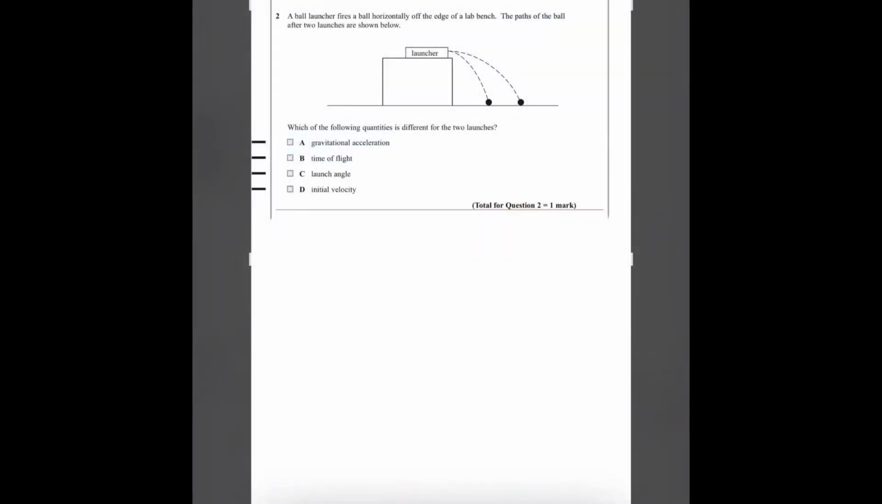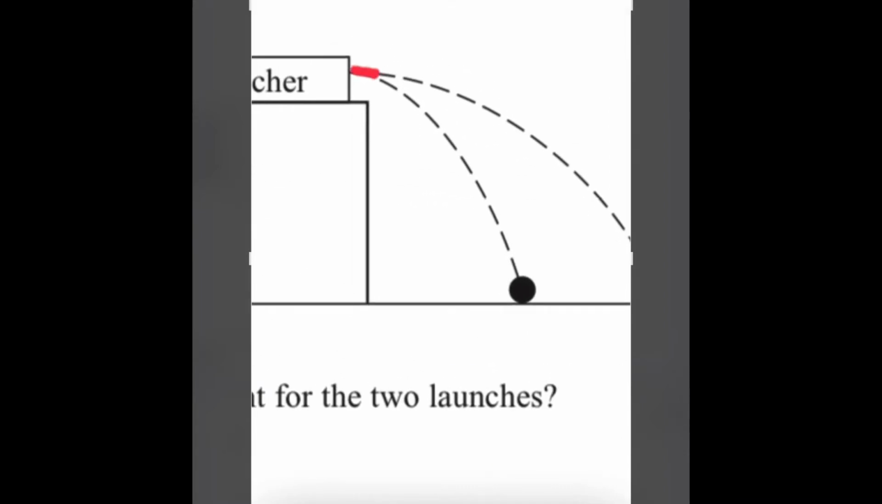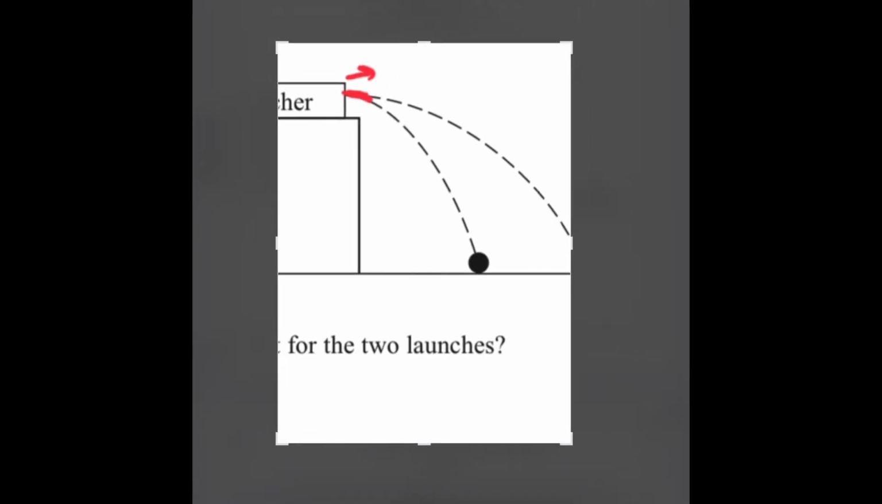Number 2. A ball launcher fires a ball horizontally off the edge of a lab bench. So it is being fired horizontally. Initially there is a horizontal component of the velocity of the ball, but no vertical component. But when it is in the air, the vertical component of the velocity increases due to the gravitational acceleration. The horizontal component just keeps decreasing a bit due to air resistance, and the vertical component keeps increasing because it is related to the gravitational pull of the earth.